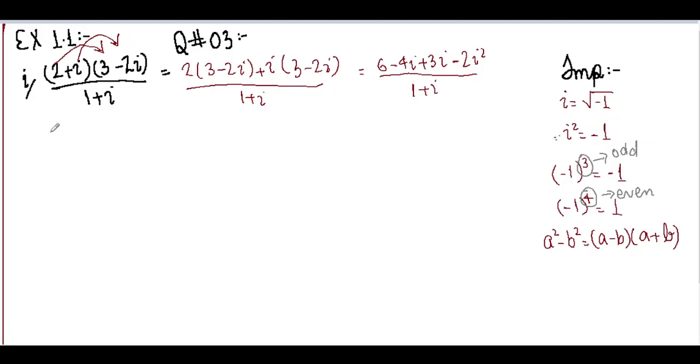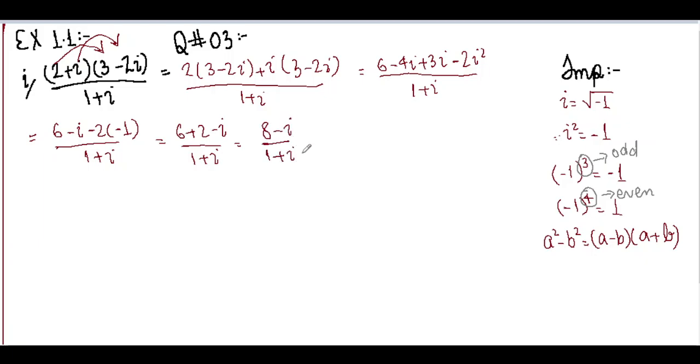Now moving towards the next step, 6 minus 4 plus 3 gives us minus iota, and then minus 2 into iota square gives us minus 1, since iota square gives us minus 1. We got it from here and we put it now in our solution: minus 1 minus iota, whole divided by 1 plus iota. So 6 plus 2 minus iota, whole divided by 1 plus iota, equals 6 plus 2 gives us 8 minus iota, whole divided by 1 plus iota.